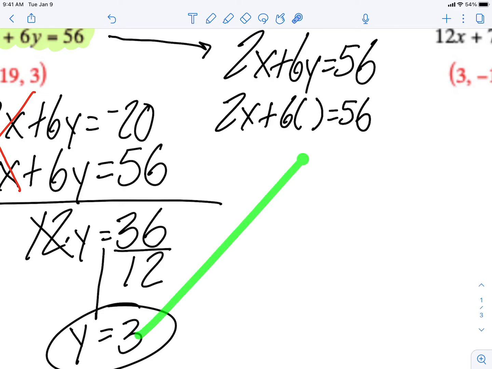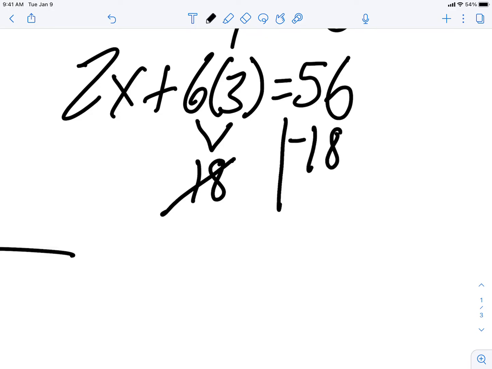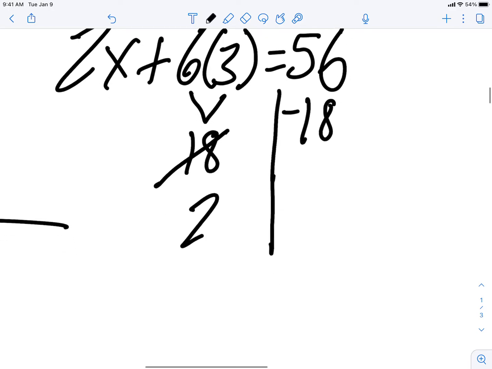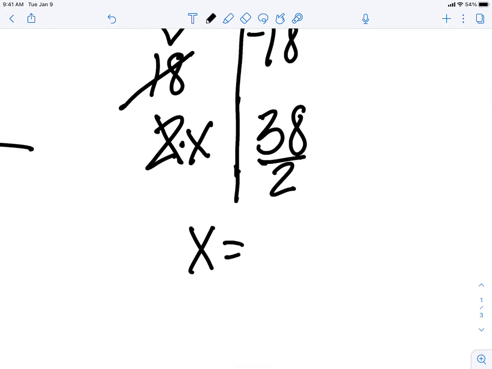So what goes in the parentheses is 3, right? 3. Draw my line of separation. 6 times 3 is 18, but I immediately got to move the 18 over and make it minus 18 over here. So I have 2x left. 56 minus 18 is 38. The opposite of multiplying by 2 is dividing by 2. And I get x is equal to 38 divided by 2 is 19.